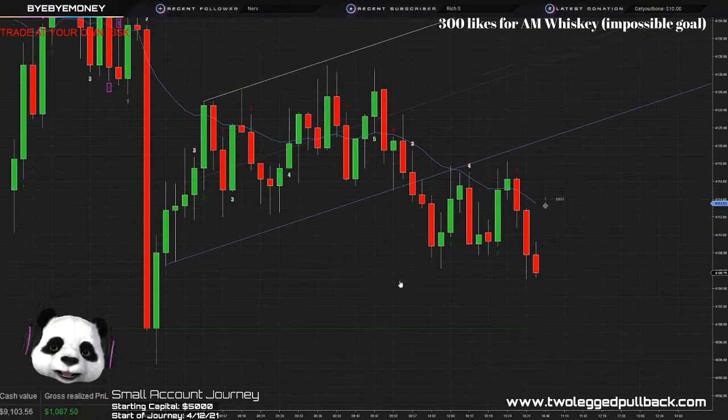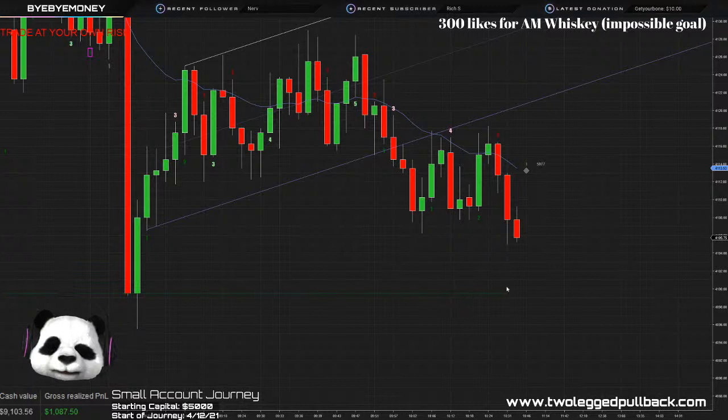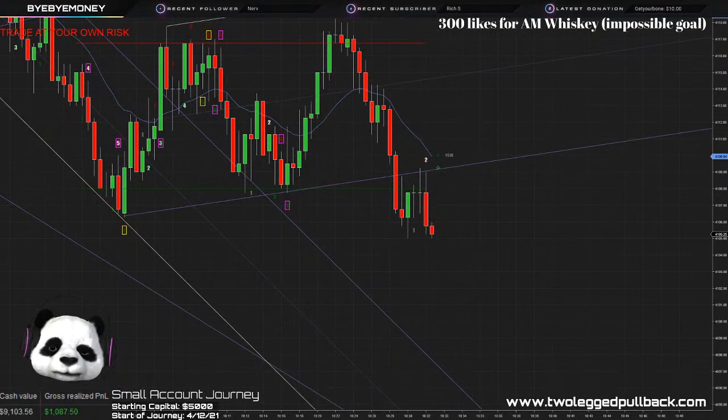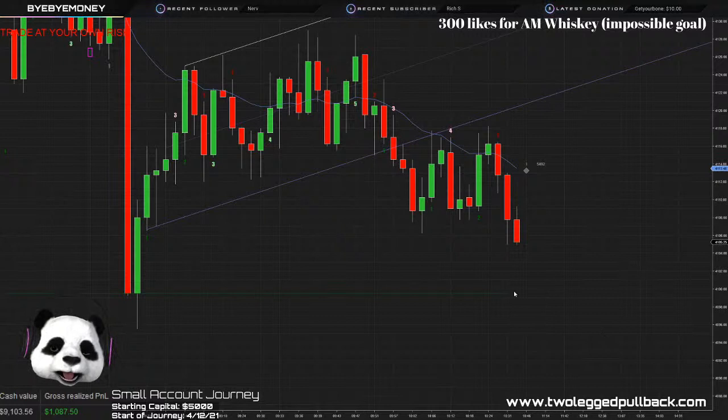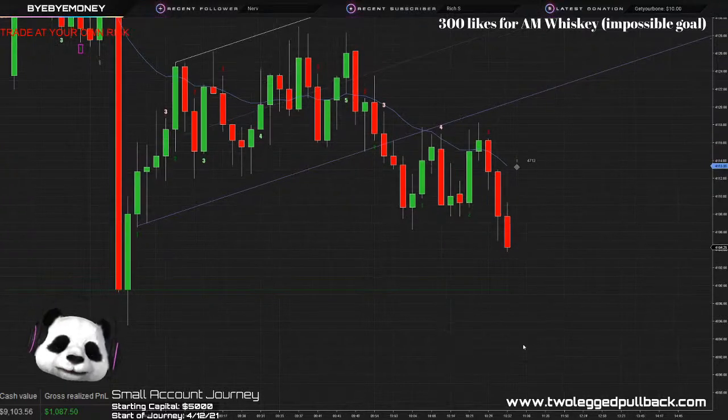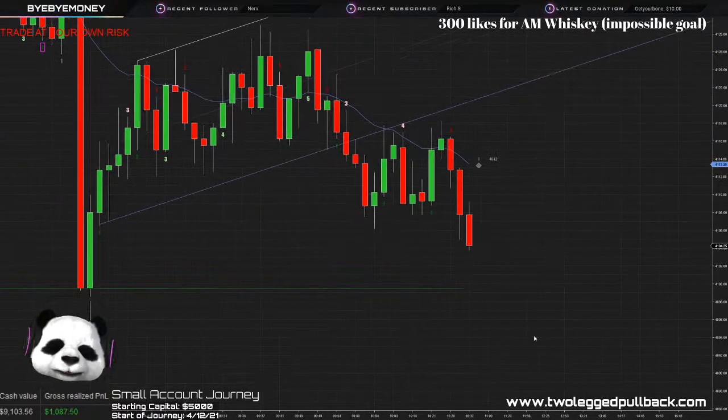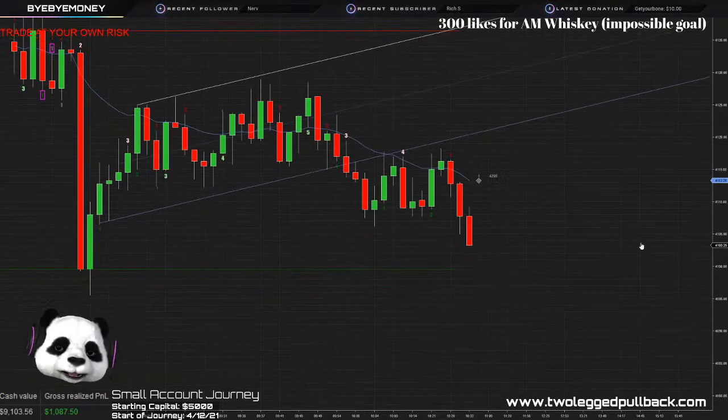I'm thinking, yeah, probably test the bottom of this range. I wouldn't be surprised, but I don't think we're going to break below it. That's just my opinion. I really don't think we can break below this range on a 10K chart. I'm almost willing to put a limit order right here on the bottom of this range.